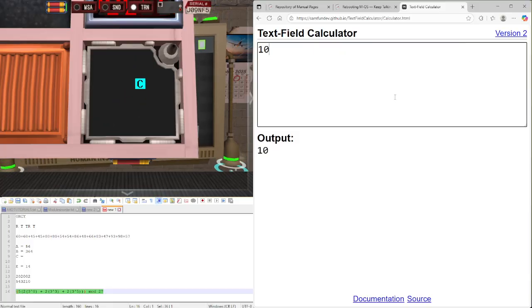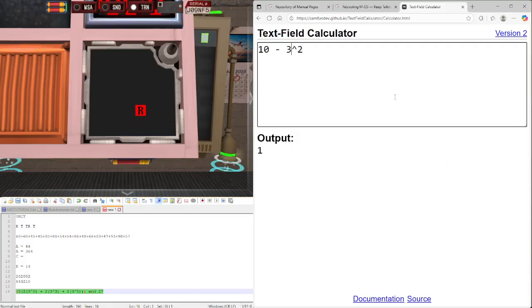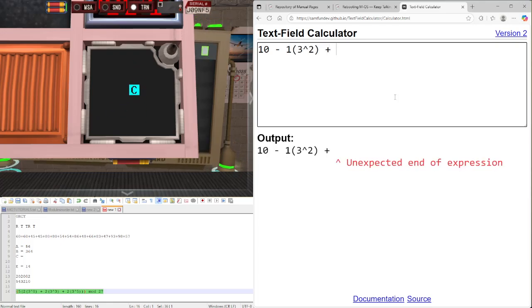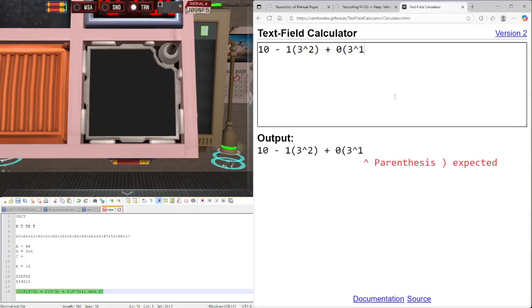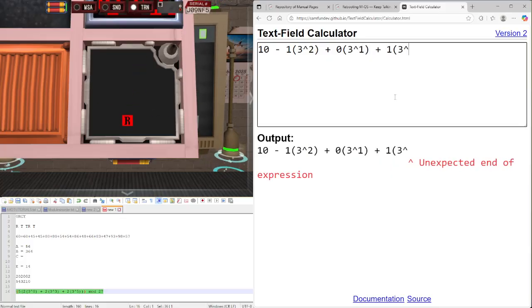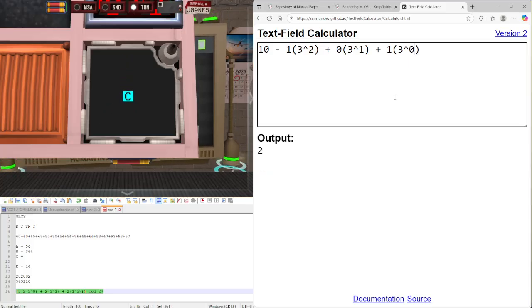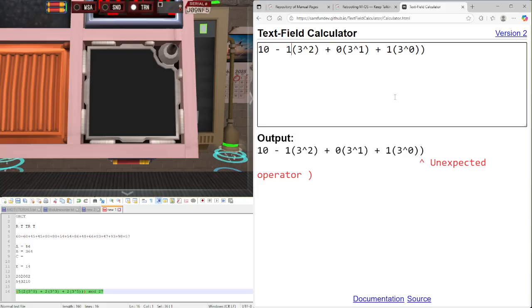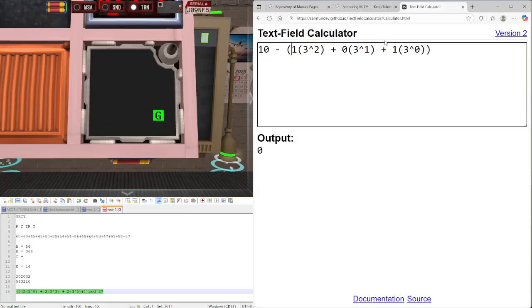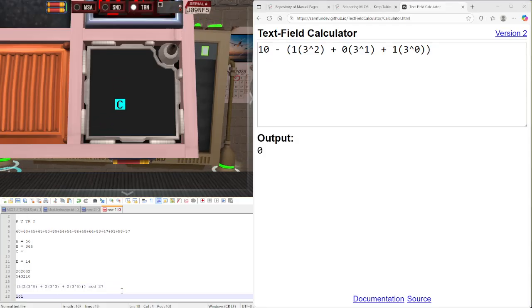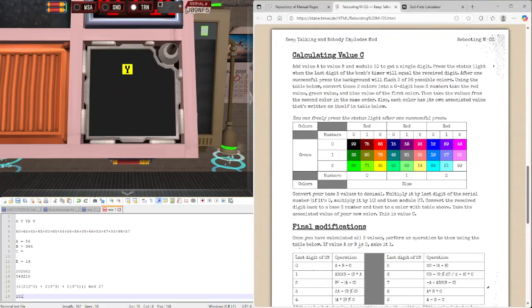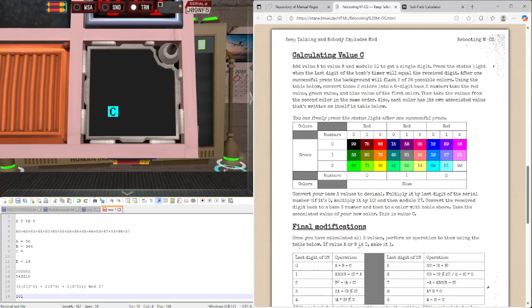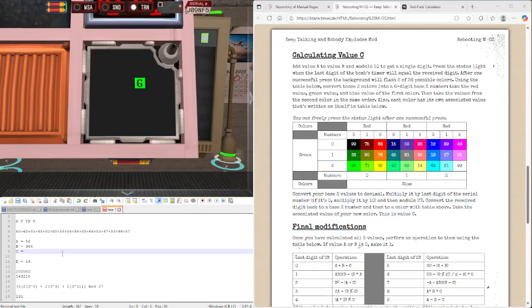10 minus 3 squared, 1, 3 squared, plus 0, 3 to the first, plus 1, 3 to the 101, which is 1, 1, 0, 1. 38.